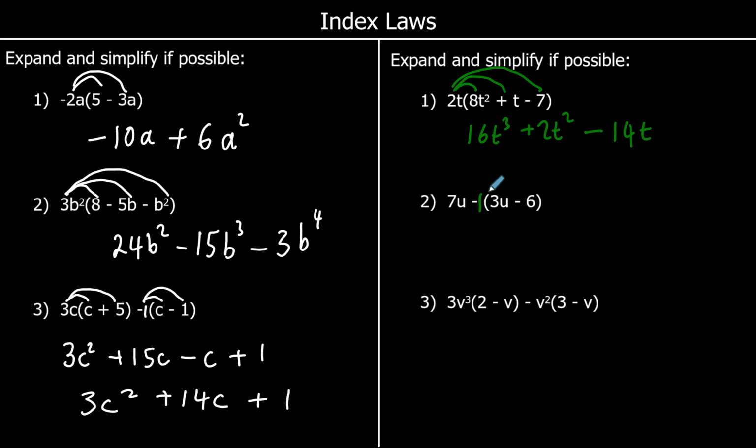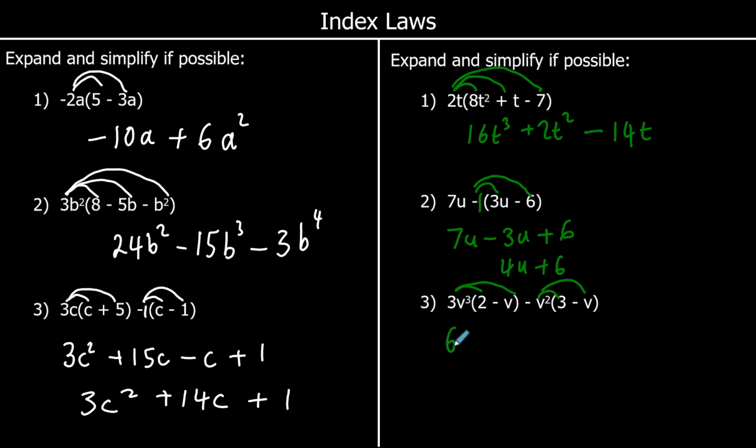We can think of having a 1 here, and it's times and times again. So we've got 7u, take away 3u, plus 6. 7 take away 3 is 4, so 4u plus 6. And the last one. So again, expanding the brackets.